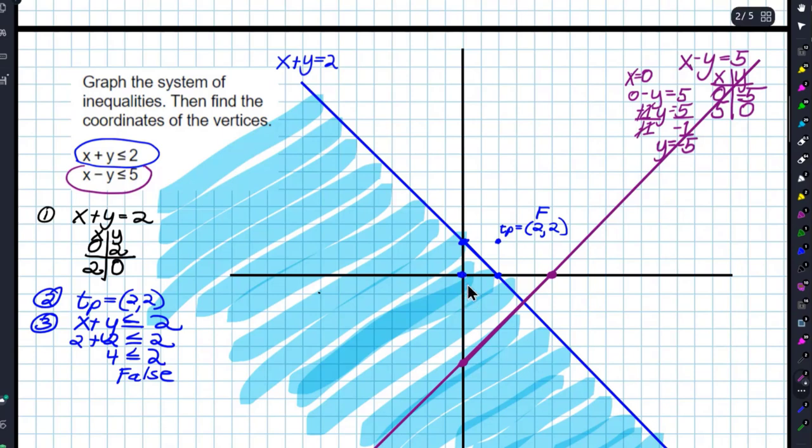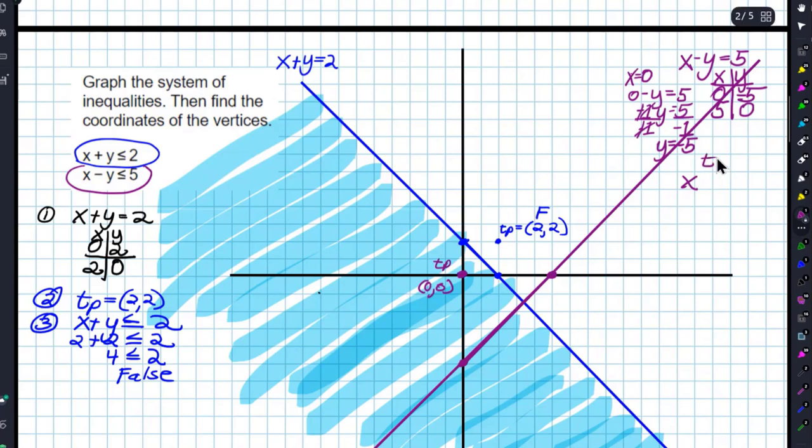I am going to choose 0, 0 this time as my test point. Okay, so 0, 0. That's my test point. So I'm going to use this now. X minus Y is less than or equal to 5. Did I write it down?